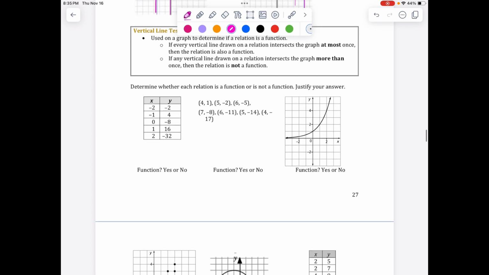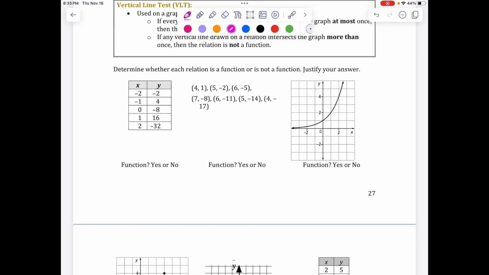So the next one says, determine whether each relation is a function or not a function. Justify your answer. So if we look at this first question here, the x's and the y's, all of these x values are different and they each have the 1 output. There's no reason for me to think that that is not a function. I have no evidence to suggest otherwise, so I would say yes, that's a function.